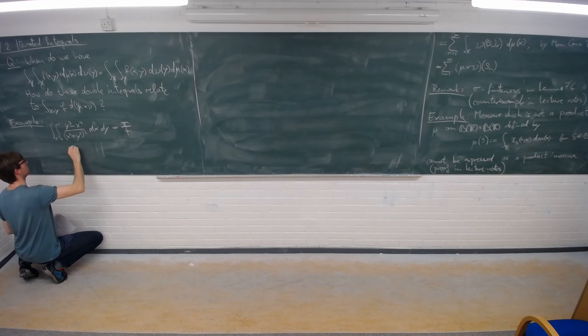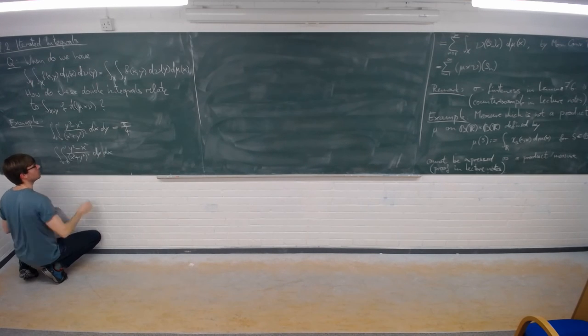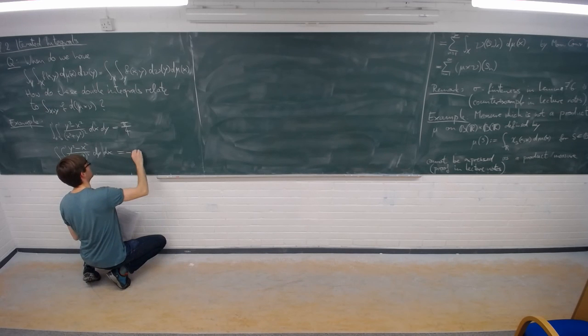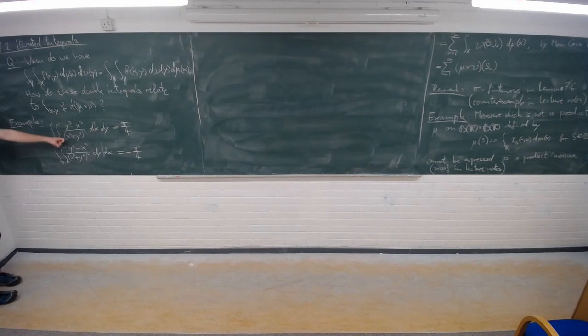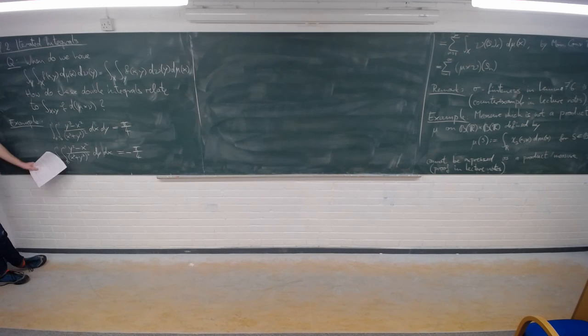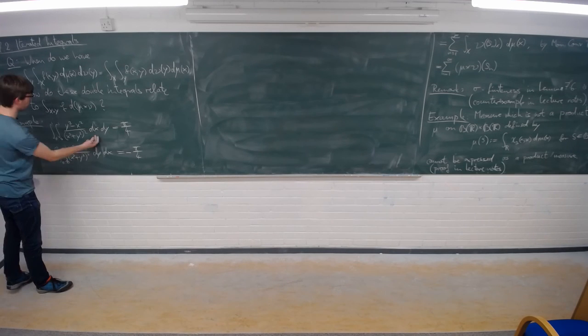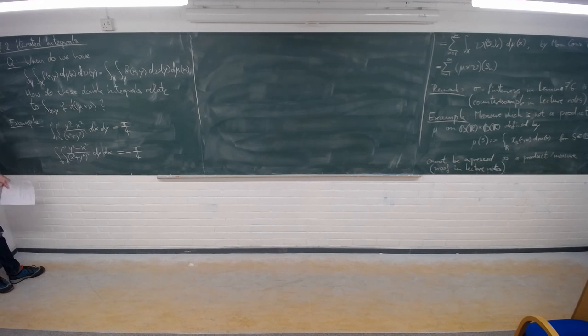If you take the same function integrated from 0 to 1 first with respect to y and then with respect to x, you get minus pi over 4. So for this particular function, the order of integration actually matters. You get different things whether you integrate first in x, then in y, or first in y, then in x. And the question is now, why is this? What's so special about this function?